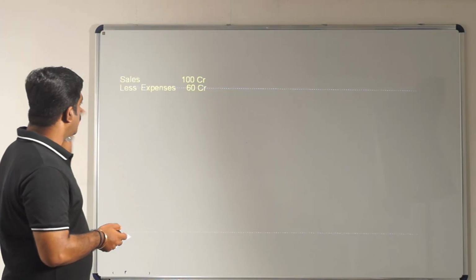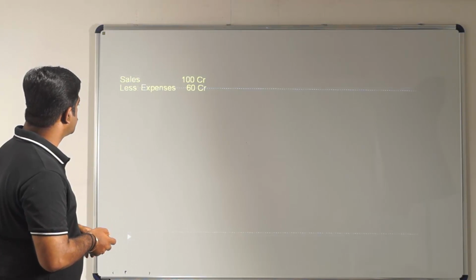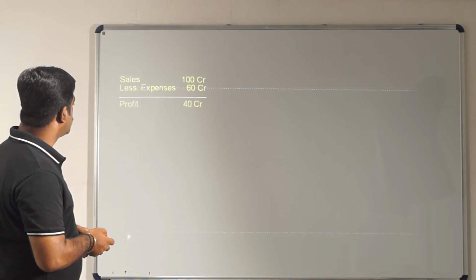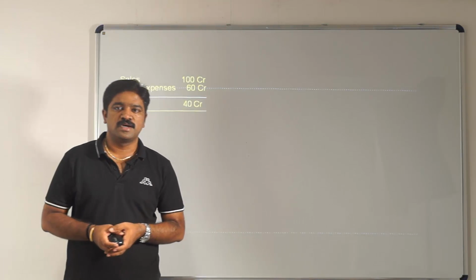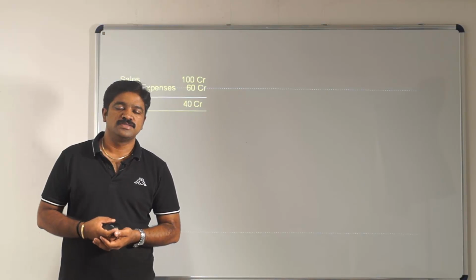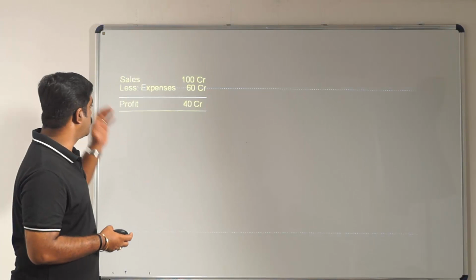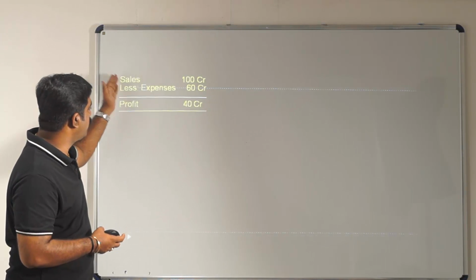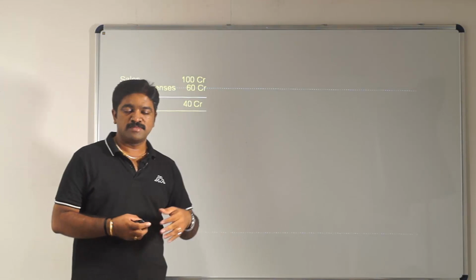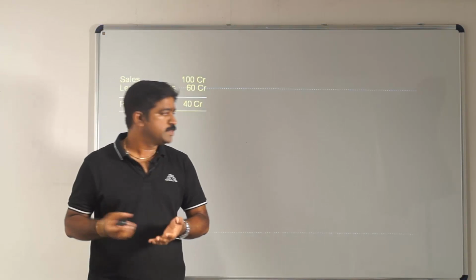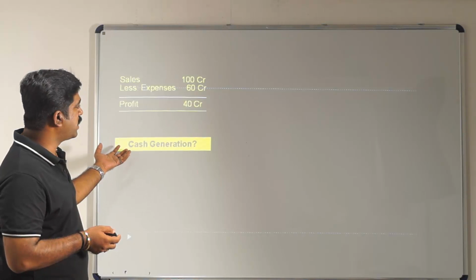Let's say a business entity is making sales of 100 crore and its expenses are 60 crore, and its profit is 40 crore. Now if I ask you what could be the cash generated by this unit, because they've made sales of 100, incurred expenses of 60, and their profit is 40, I can expect three different answers.